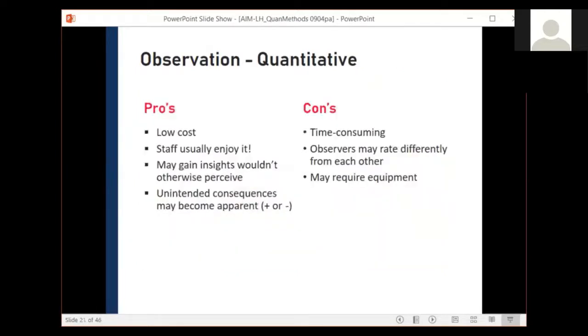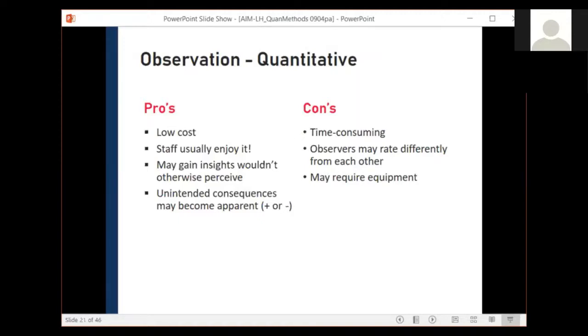Advantages of observation include that they are low cost and that staff and volunteers enjoy doing it. And importantly, we often gain insights that we do not get from surveys. One example is discovering that the reason that no one is using a playground is because it's in disrepair. And we wouldn't have known that without boots on the ground observation.